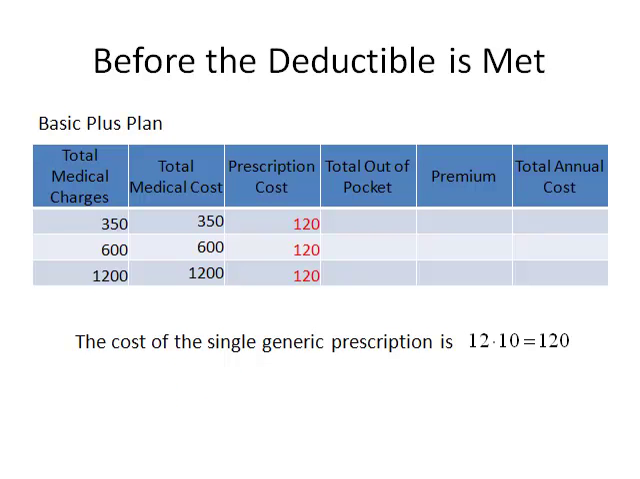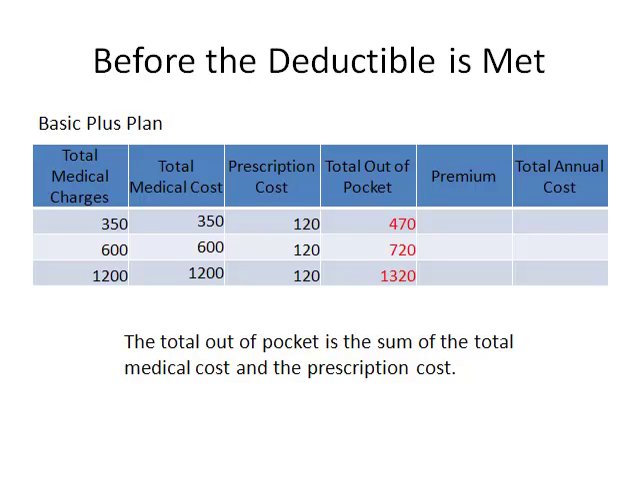The generic prescription is charged at $30 per month. However, the cost is $10 per month with no deductibles, so the annual prescription cost is $120. If we add these amounts together, we get the total out-of-pocket at the different levels of charges.